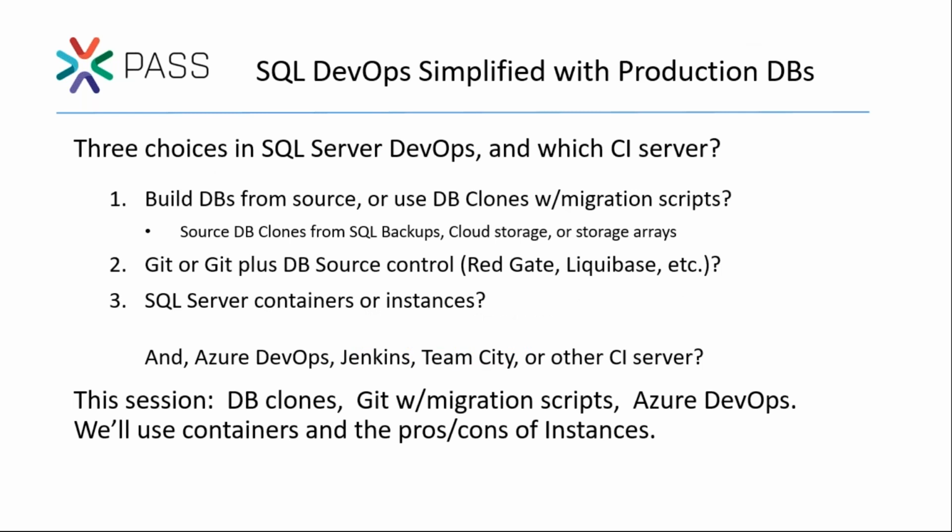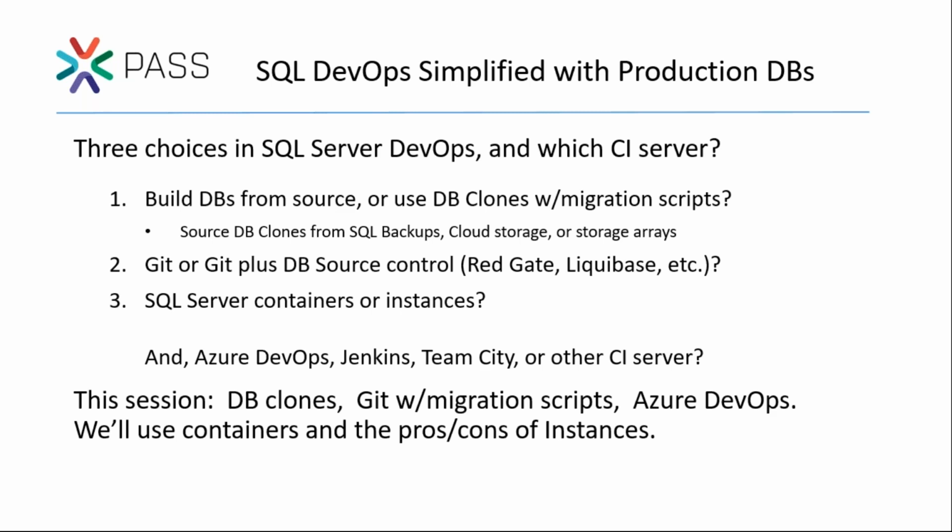As we consider an Azure DevOps pipeline or continuous integration, there are really three primary technical decisions to be made. The one that we're really focusing on today is the first item on this slide, and that is whether you want to build databases from source control or use database clones with migration scripts. And if you're using database clones, the additional question becomes, how are you going to source those? Database clones can be built using SQL Server backups or cloud storage, as well as storage arrays.